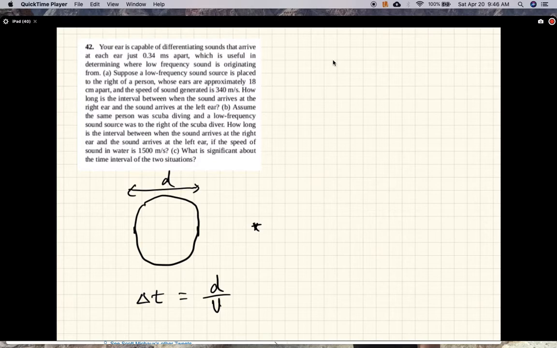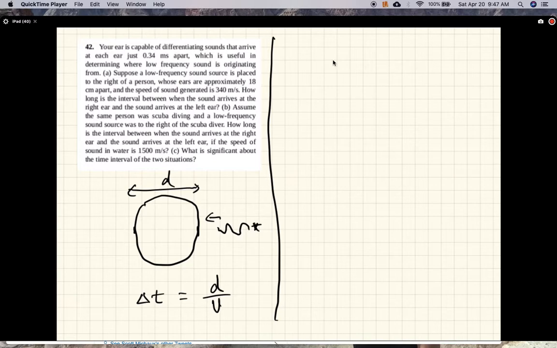Okay, and you can see the greater the velocity of the wave, the less time it takes for the wave to travel this distance. So in air the velocity is about 340 meters per second for sound, and in water it's about 1500 meters per second, which is about 5 times greater. So the arrival time difference in water would be 5 times less. Okay, we'll draw a wave from here.